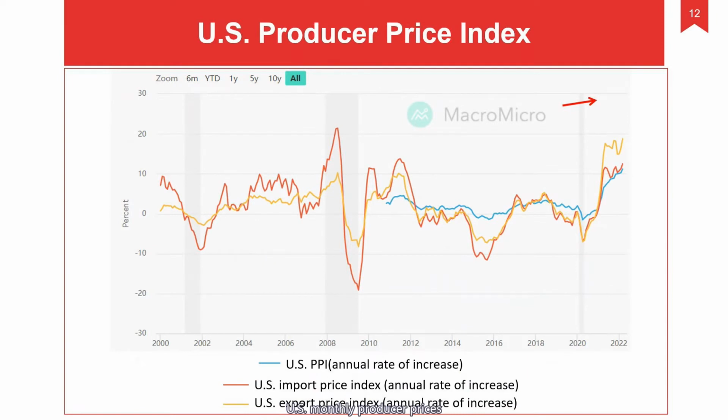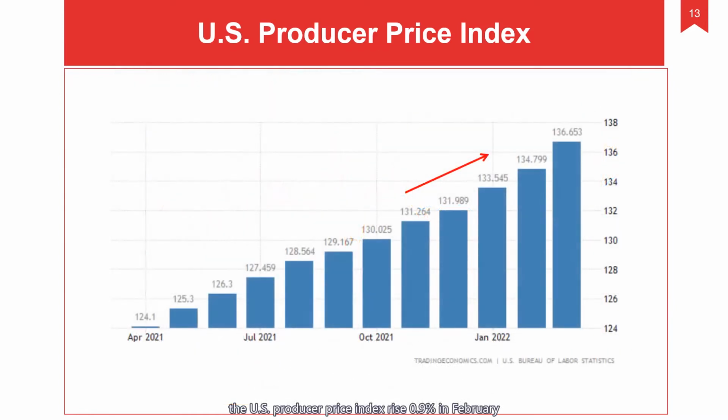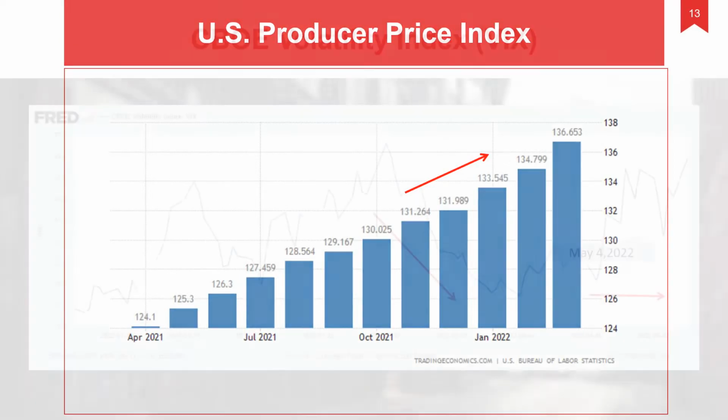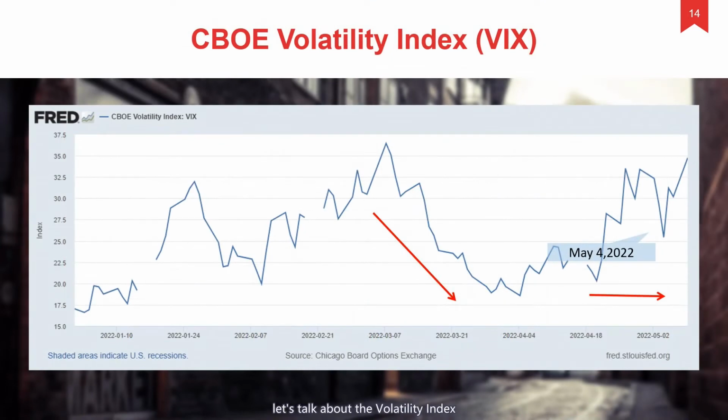U.S. monthly producer prices increased by the most in more than 12 years in March amid strong demand for goods and services, the latest sign of persistently high inflation that could compel the Federal Reserve to aggressively tighten monetary policy. The U.S. Producer Price Index rose 0.9% in February and rose 1.38% in March. Then we can expect that the PPI will keep growing in April and May. Next, let's talk about the volatility index.